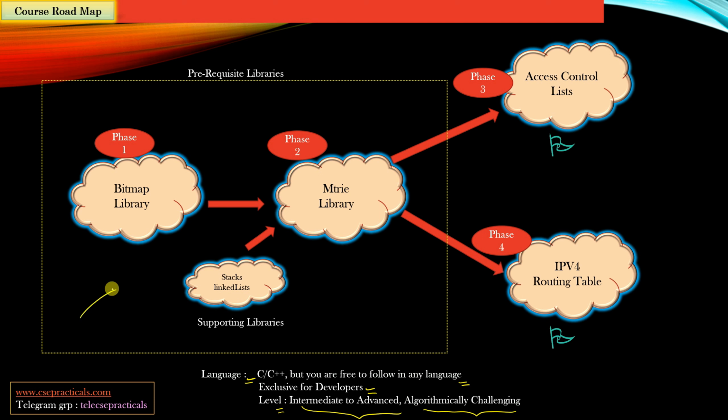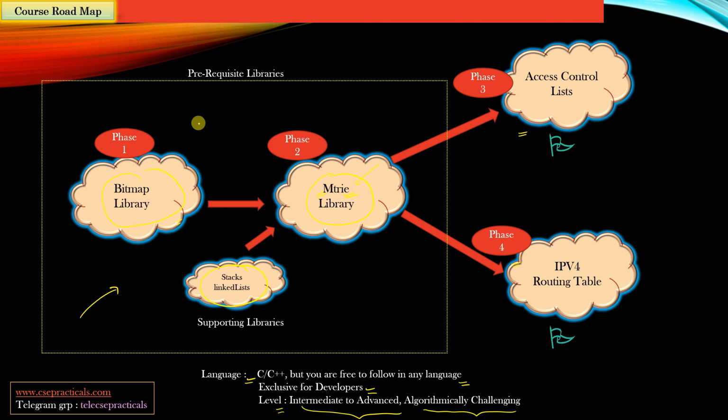So this diagram shows the roadmap of this course. In phase 1, we are going to implement the bitmap library. In phase 2, we are going to implement the mtry library. So mtry is the data structure which we are looking to implement eventually. This is our main target. And in order to implement the mtry data structure, we need supportive libraries or data structures such as stacks, linked lists, and bitmaps. Once in phase 2 we are done with the implementation of our mtry data structure, then we can use this mtry data structure in order to implement access control list as well as IPv4 routing tables. Alright, so this is the roadmap.